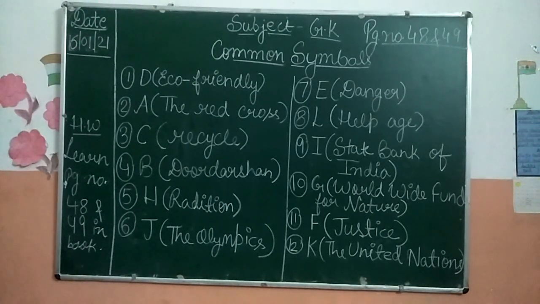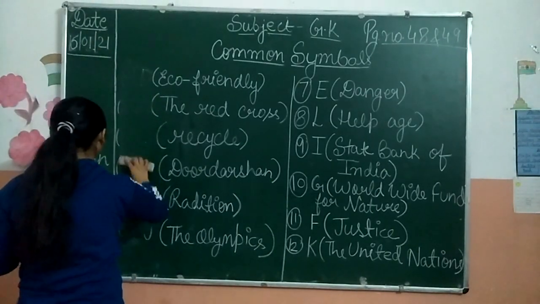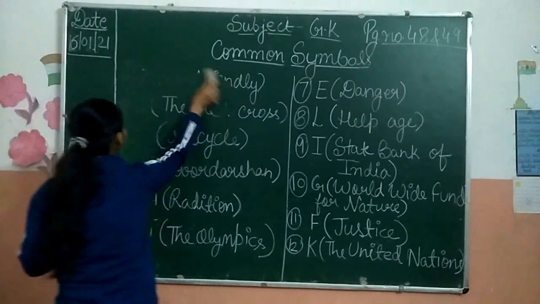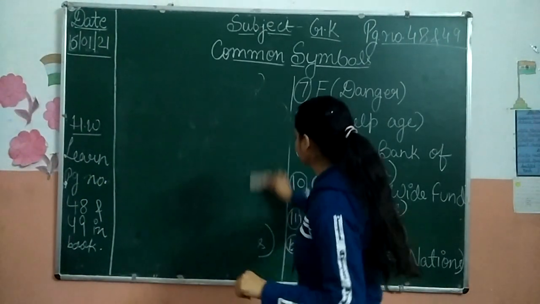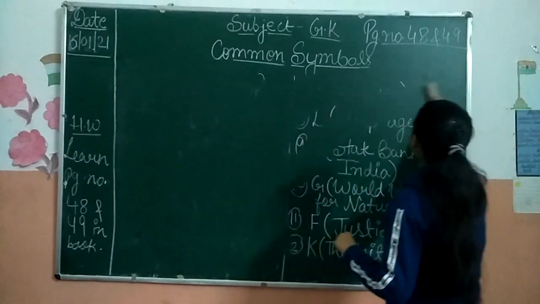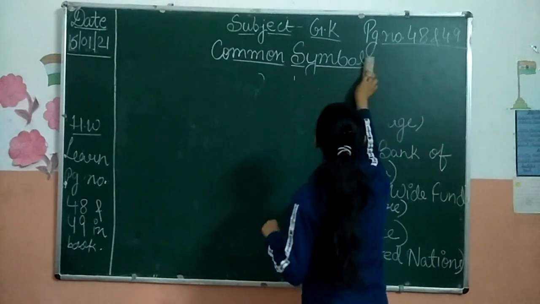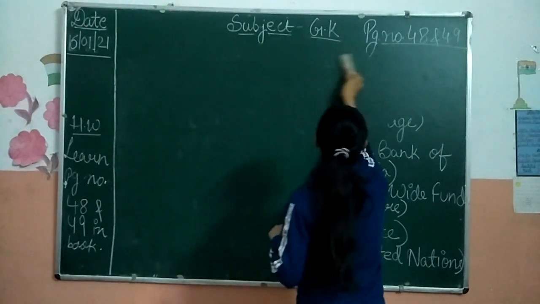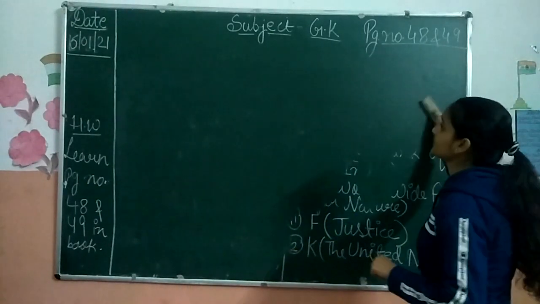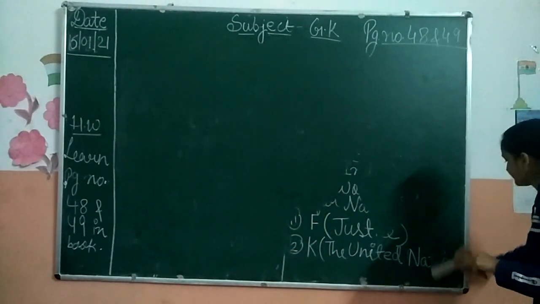Done. Now I am going to erase it. Okay. Turn your page. Open page number 49. Write down today's date in page number 49, that is 16/1/21.